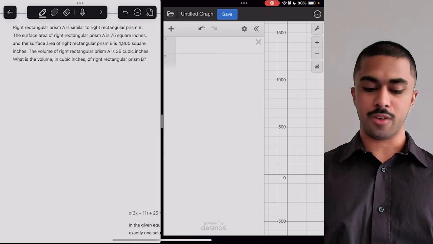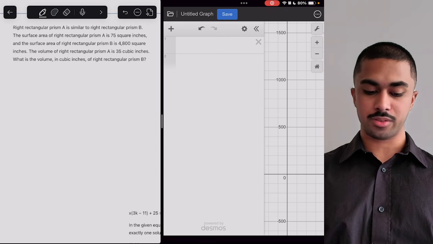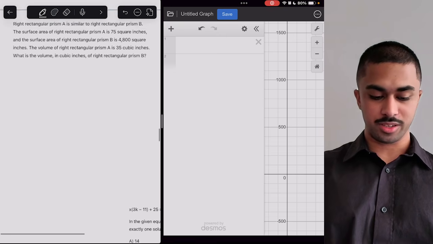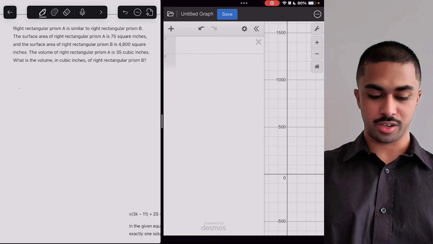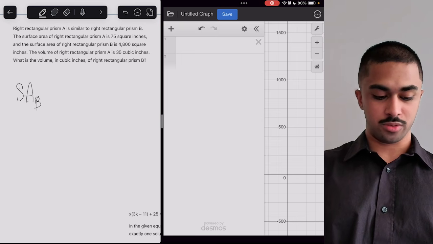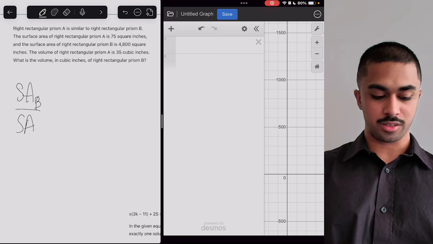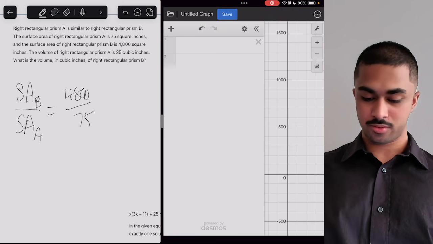To find the scale factor of rectangular prism B to prism A, we need to just simply divide the surface areas first. So what is the surface area of B divided by the surface area of A? 4,800 divided by 75.